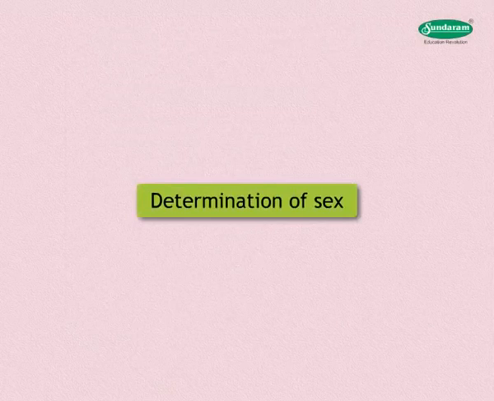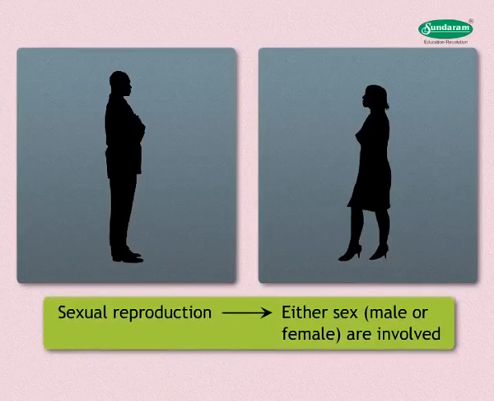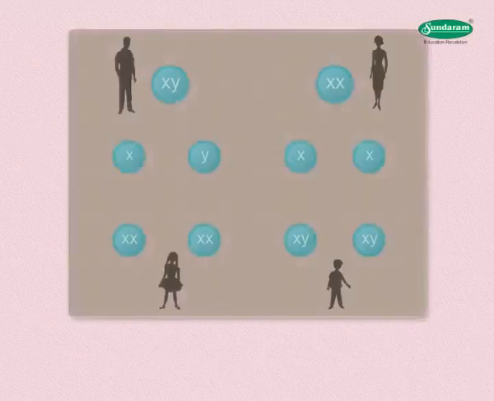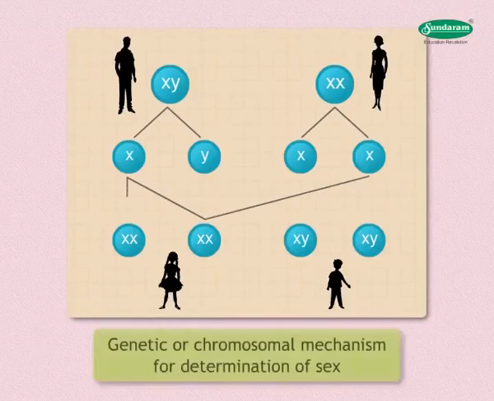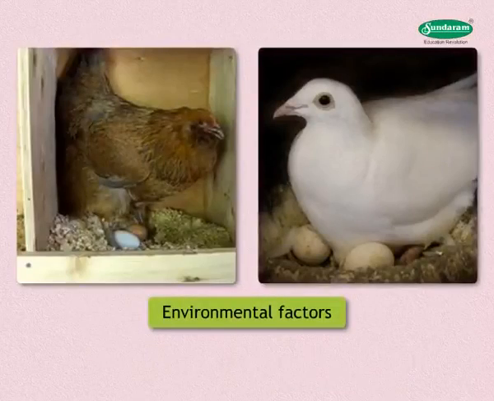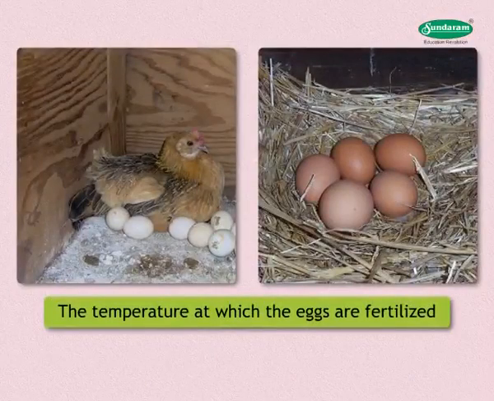Do you know how sex is determined, male or female, a boy or a girl? In sexual reproduction, individuals of either sex are involved. Let us look at the factors for sex determination. In most of the organisms, there is a genetic or chromosomal mechanism for determination of sex. Some organisms depend entirely on environmental factors for this. Thus, in some animals, the temperature at which the fertilized eggs are kept decides the sex of the offspring.